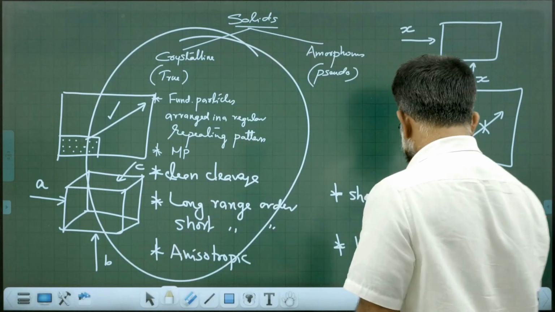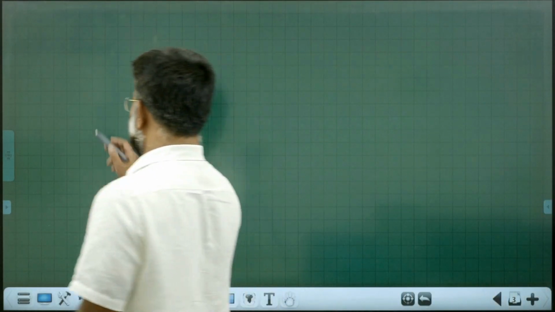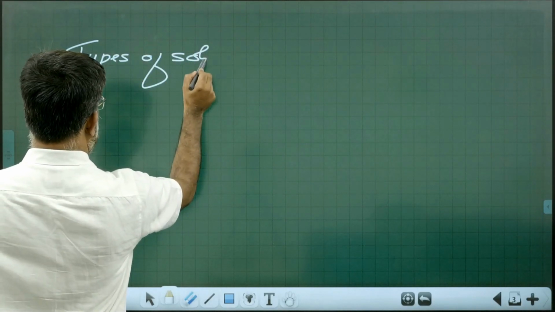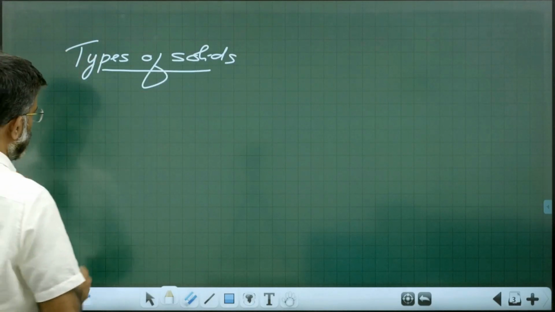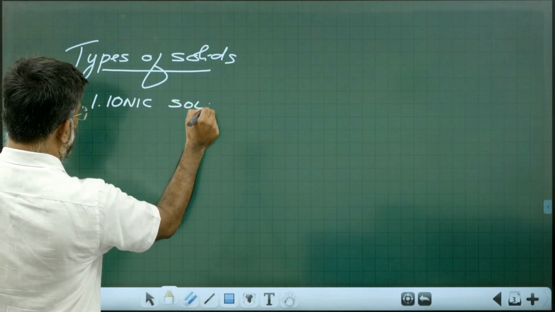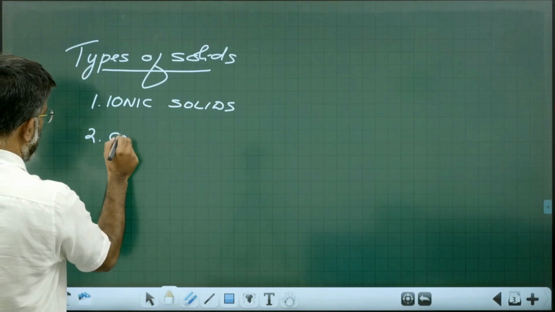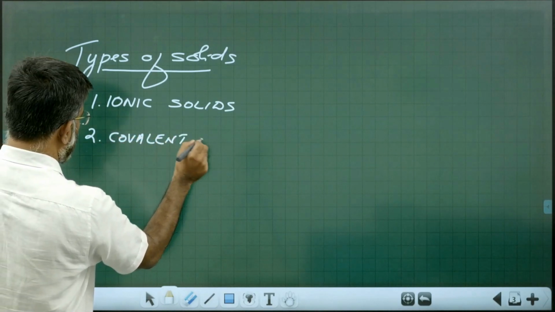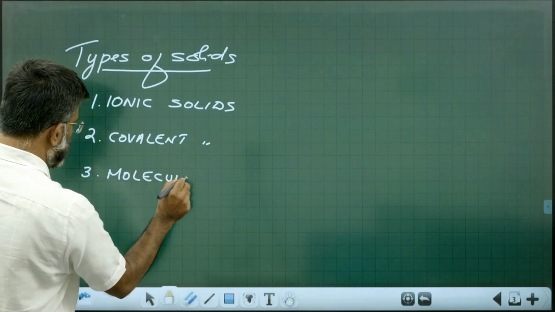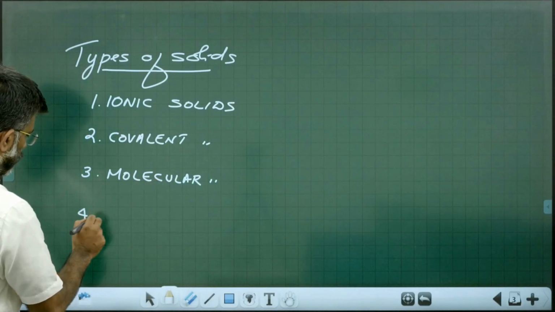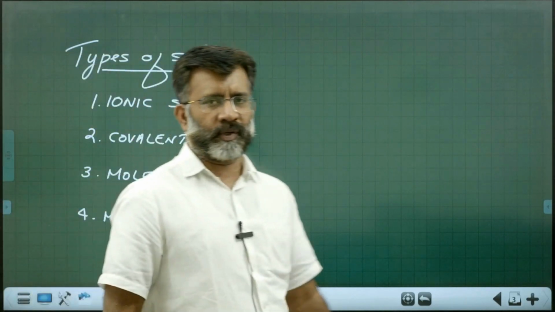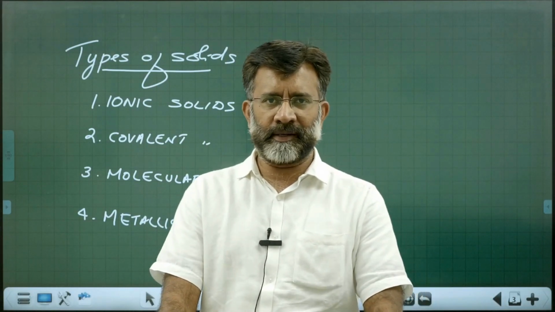Now, the next point of discussion in the chapter is types of solids. Mainly, we are learning four important types of solids. One is called ionic solids. Second one is called covalent solids or network solids. Third one is called molecular solids. And the fourth one is called metallic solids. So, ionic solids, covalent solids, molecular solids, metallic solids.